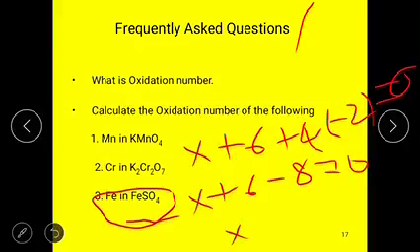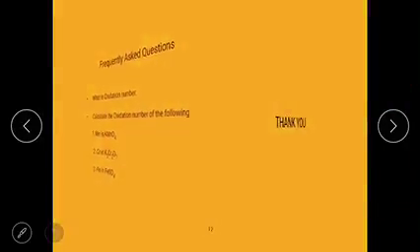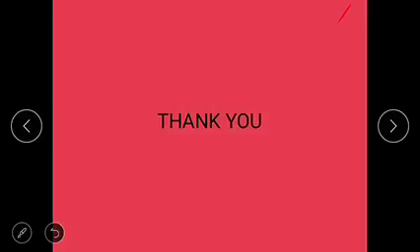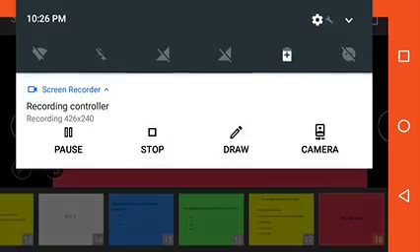Then x minus 2 equals 0. Then x equals plus 2. Here in ferrous sulfate, the iron oxidation number is plus 2. We already discussed the others: chromium is plus 6, manganese is plus 7.